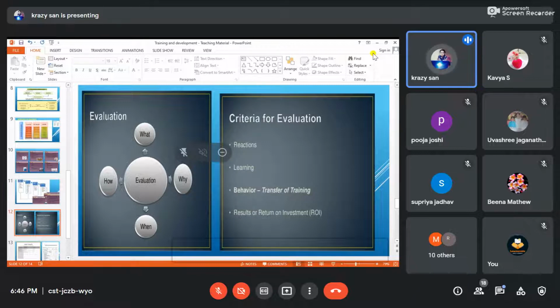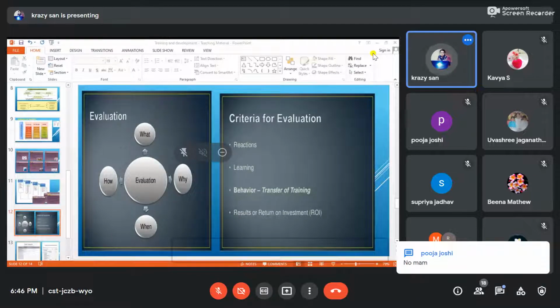Till here, is there anything you didn't understand? I hope I was clear to you all till here. Any queries, Bina, Pooja, Ramya, Supriya? Please revert back.